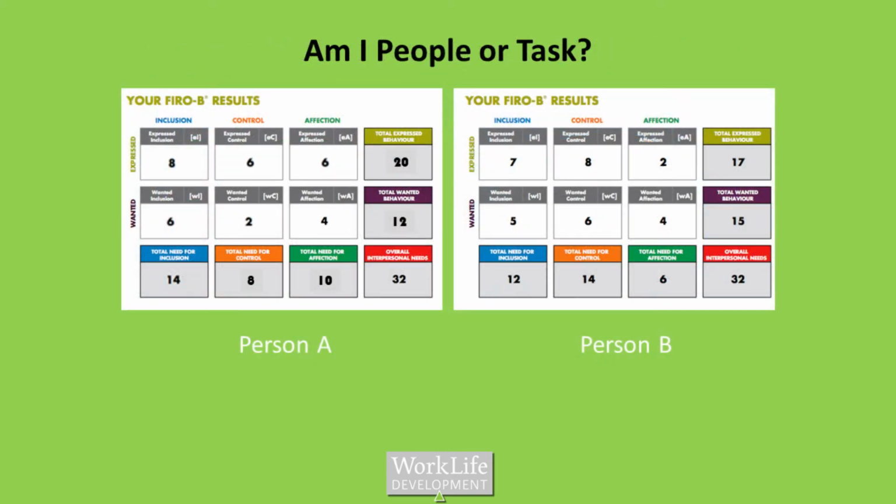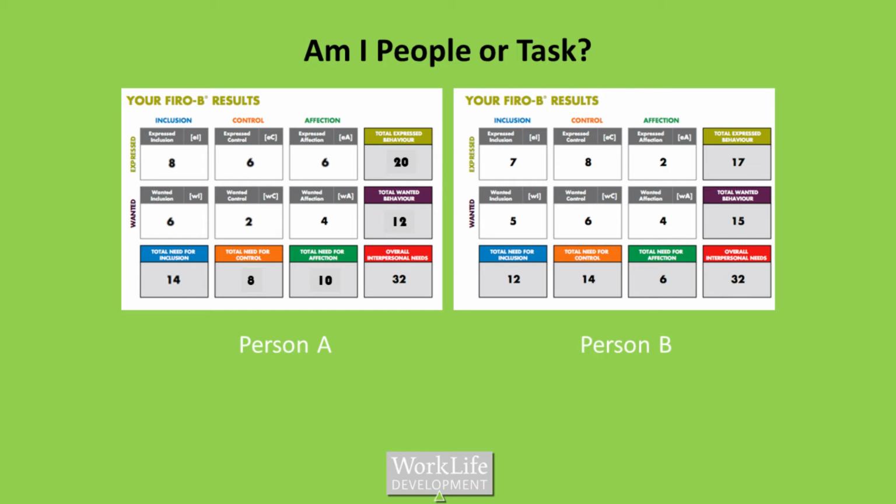Okay, on to people and task. Am I people or am I task? Well, it depends on whether you prioritise the people or the task in any scenario. What you see on the screen is two FIRO-B results grids. The FIRO-B is an excellent tool for telling us if someone is people or task focused, as it details people's interpersonal needs in the people and task areas. Now, control is a task measure, whereas inclusion and affection are people measures.